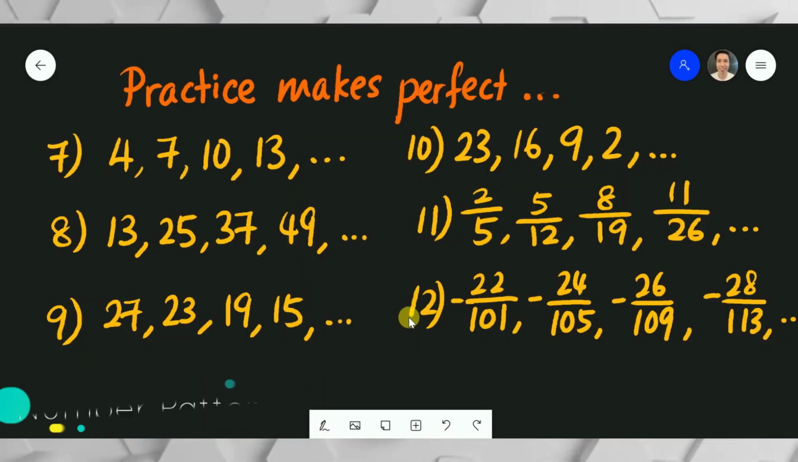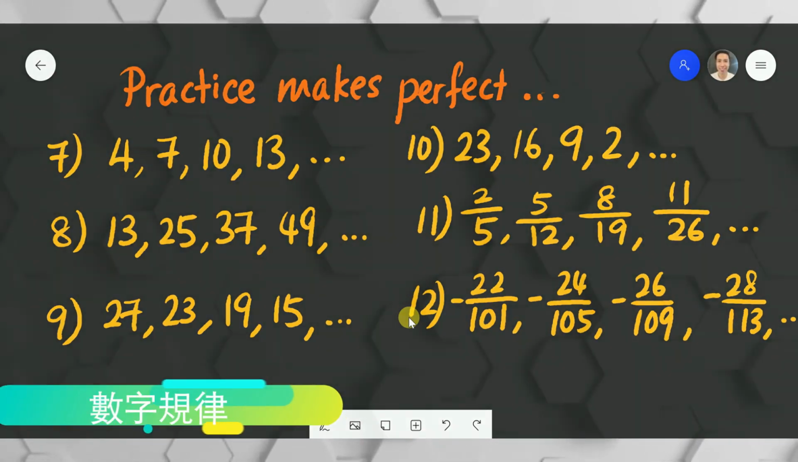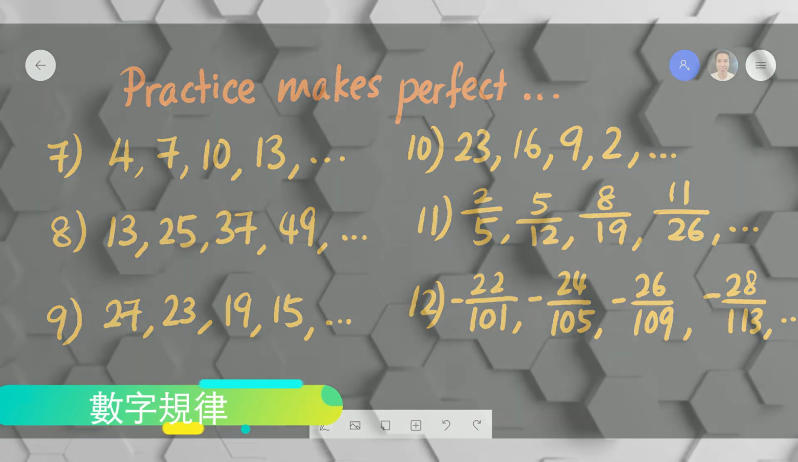Okay? So as we know, practice makes perfect. So here are the 6 questions, and you all may try it yourself. Okay? Happy trying. Alright, the above are some of the examples of arithmetic progression. On next episode, we're going to look at the other part of number patterns, which involve geometric progression.